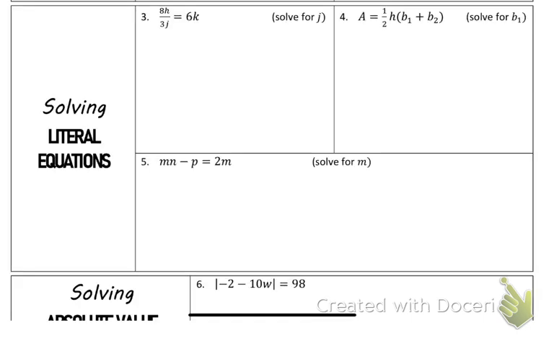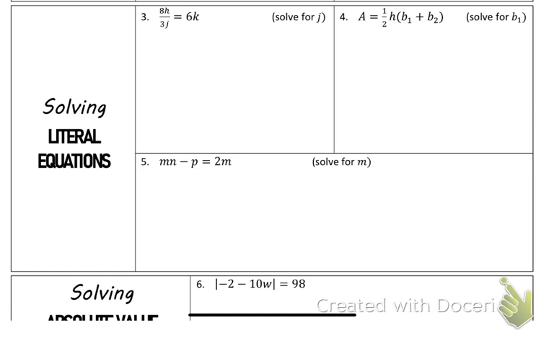Okay, questions on solving? Okay, then let's push on to solving literal equations. Solving literal equations means that you're solving for a particular variable when there's multiple variables. This means your answer will not be a number. It's still going to be an equation.